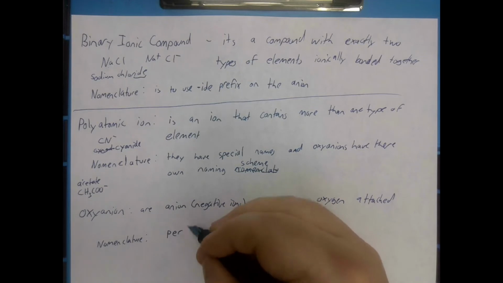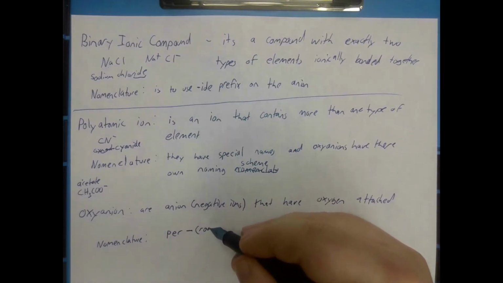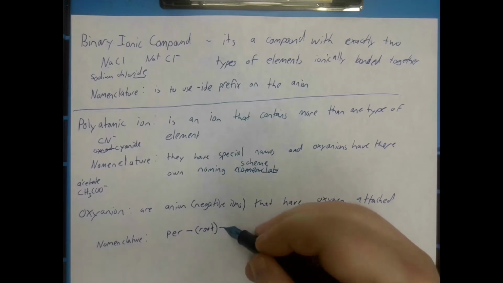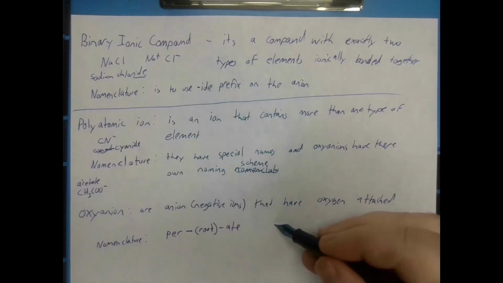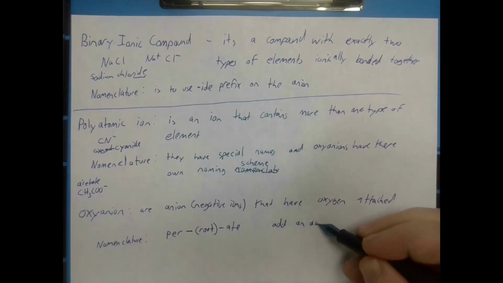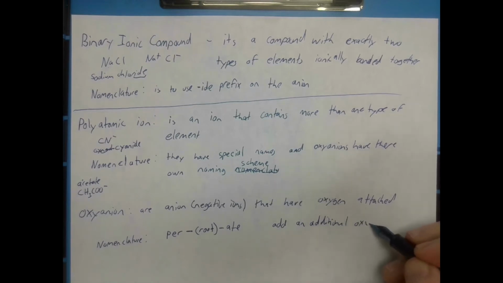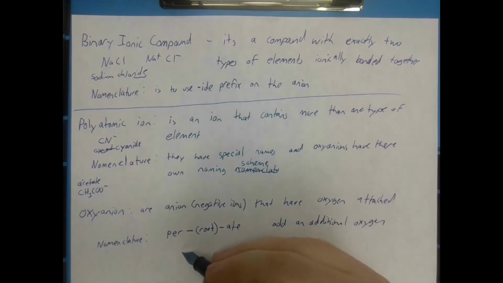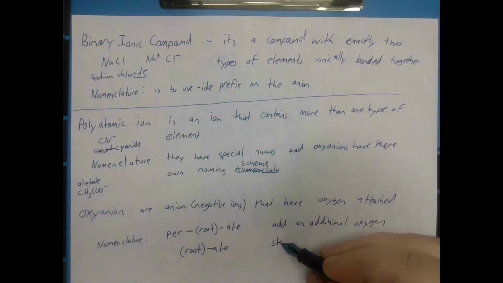There's a base. So root-ate. This is for when you add an additional oxygen. Then we have the root word with an -ate. That's the standard amount of oxygen.